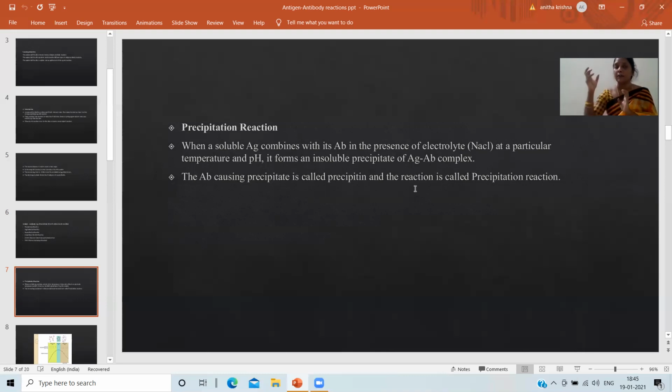So what are we saying? When the soluble antigen combines with the antibody in the presence of electrolyte, with temperature and pH maintained, it forms an insoluble antigen antibody precipitate. The antibody that is causing the precipitate is called a precipitin, and the reaction is called a precipitation reaction. Since the precipitate is formed here, we call it a precipitation reaction.